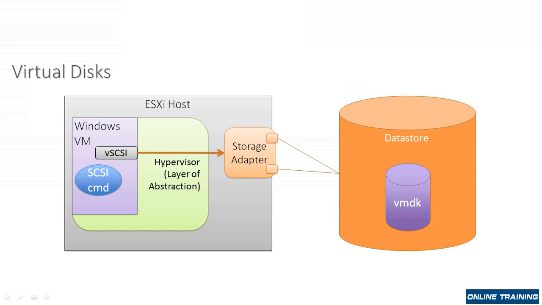So we're decoupling the physical storage from the virtual machine. And all the virtual machine sees is a virtual SCSI controller and a C drive or a D drive or whatever drive it happens to be writing to. So those SCSI commands flow out of the operating system through that virtual SCSI controller, and the hypervisor takes over from there and directs them to the appropriate storage location.